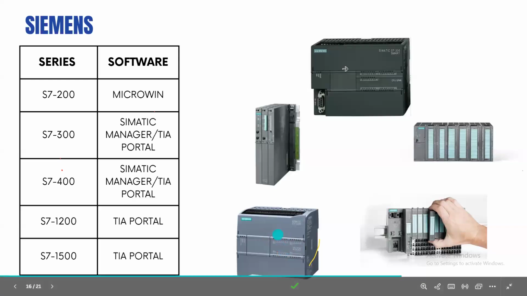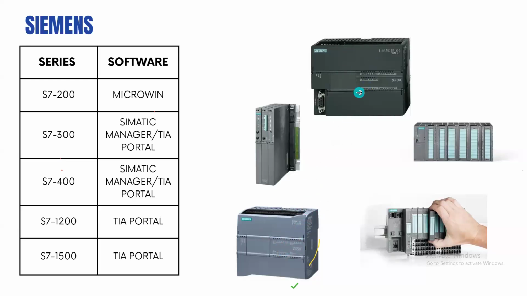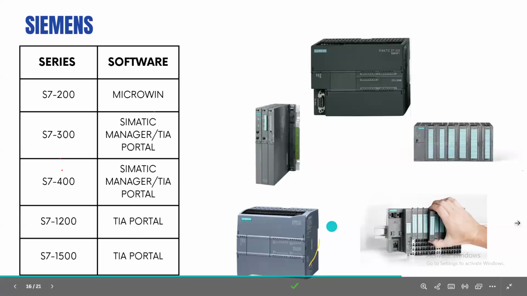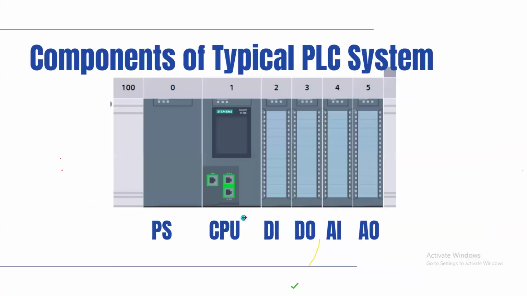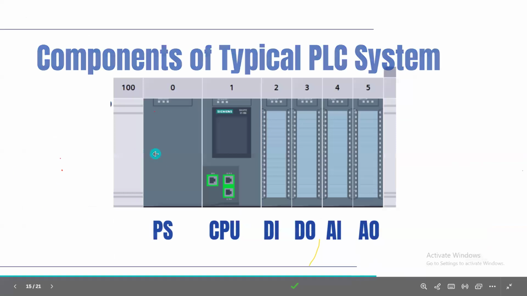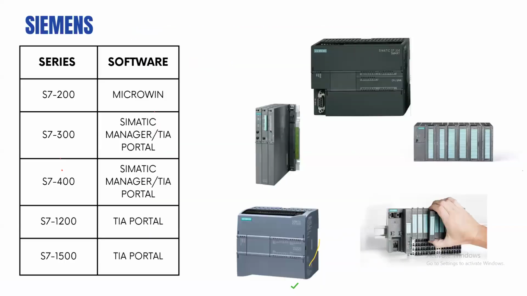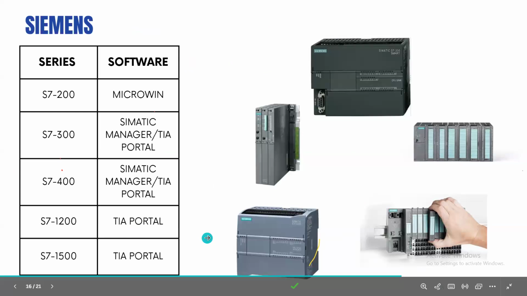Then you have the 1200, which, if you will see, was built as a direct replacement for the S7-200. It's programmed exclusively using TIA Portal. You have the 1500, though the image here is the ET200SP. I did not mention that. The ET200SP and the 1500 can be programmed using TIA Portal exclusively.